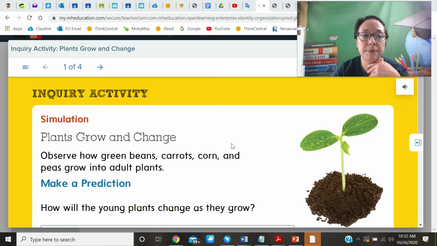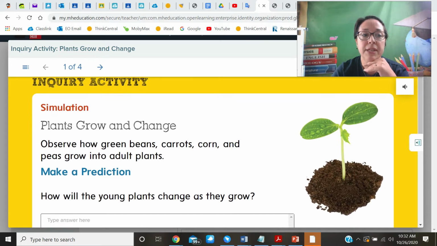So first, let's take a look at this page. It says plants grow and change. Observe how green beans, carrots, corn, and peas grow into adult plants. Dice plantas crecen y cambian. Observa cómo frijoles verdes, zanahorias, maíz y chícharos crecen a plantas adultas.